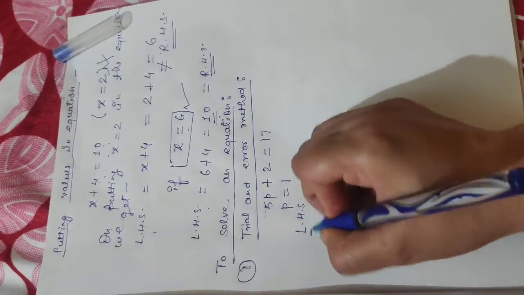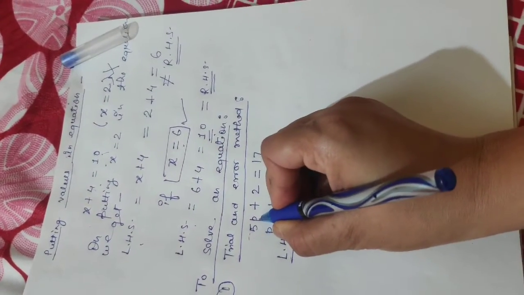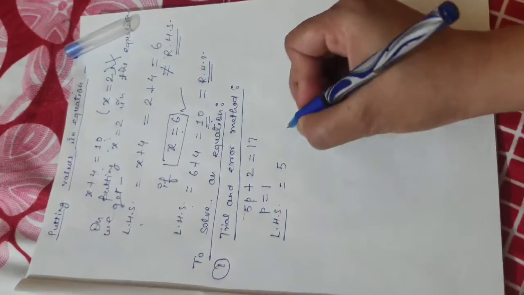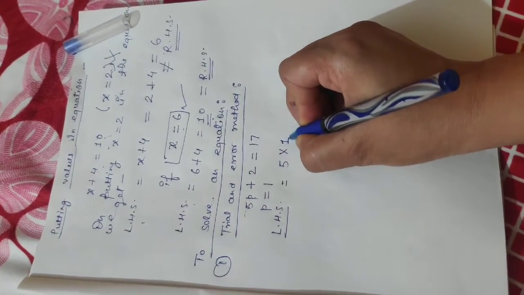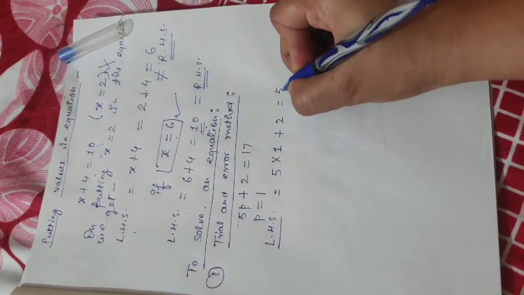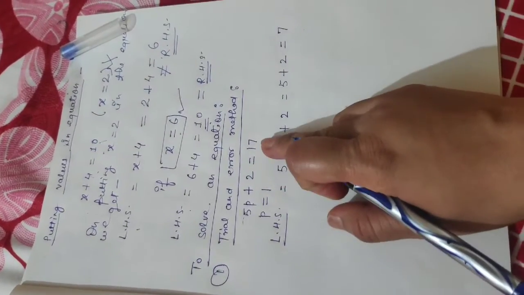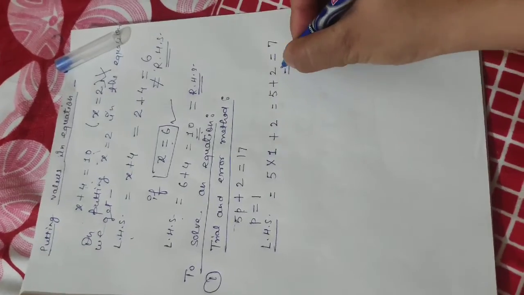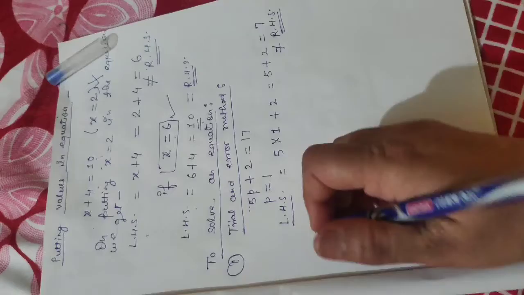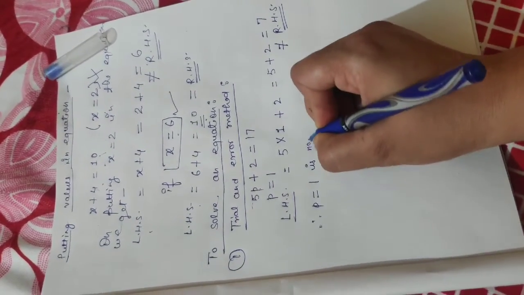If we put p equals 1 in the left hand side, let's see what happens. Between 5 and p, if there is no sign between a constant and a variable, then there is a sign of multiplication. So 5 into p means 5 into 1, as we are putting p equals 1 here, plus 2. So it will give you 5 plus 2, which is 7. But it is not equal to the right hand side. The right hand side is 17, so it is not equal to the RHS. That means we will write that p equals 1 is not a solution.